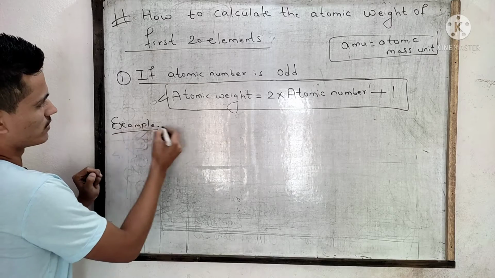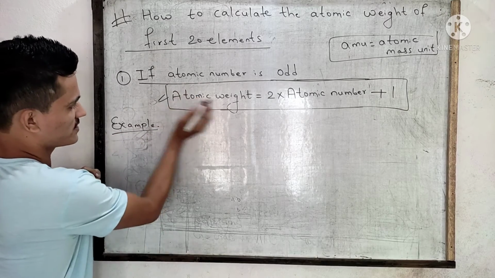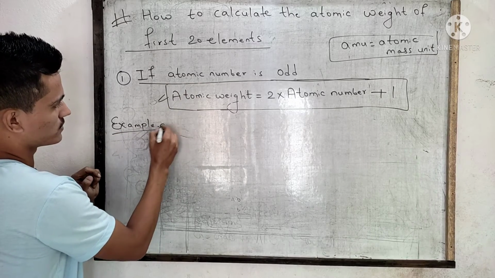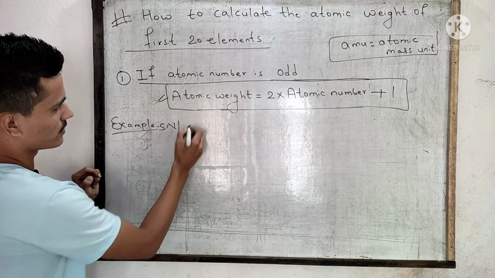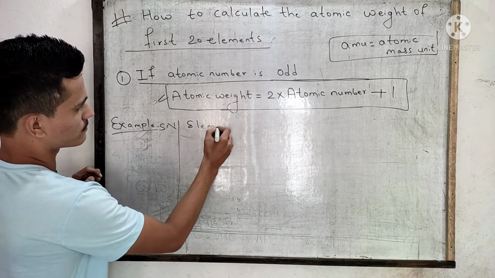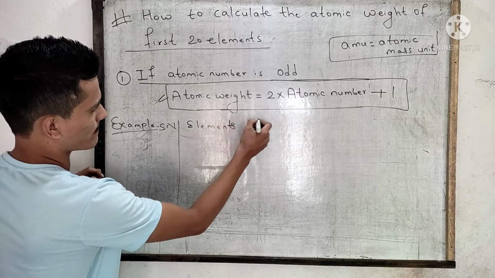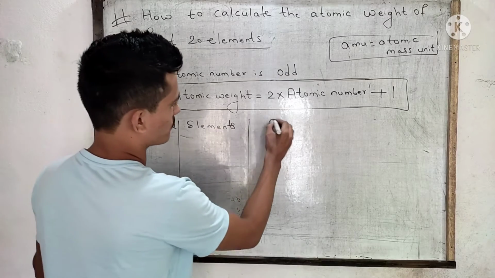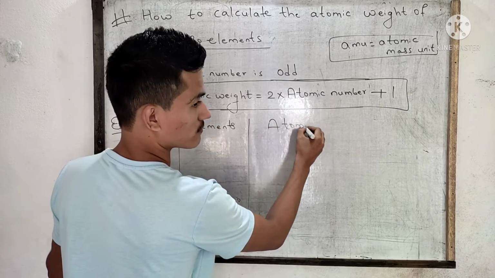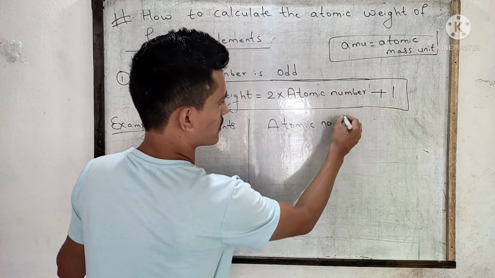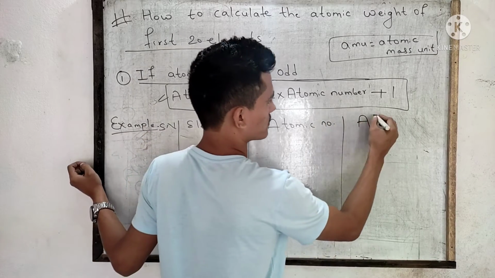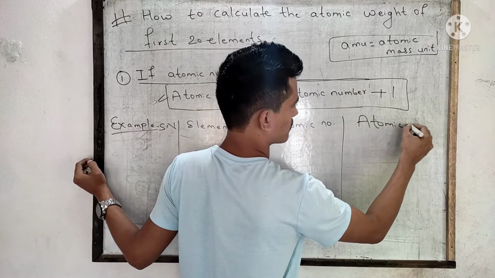Example: elements, first of all serial number, elements, atomic number, and then atomic weight.